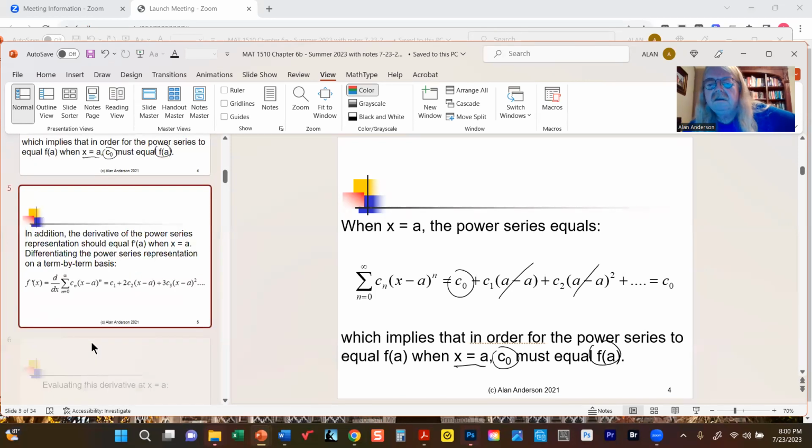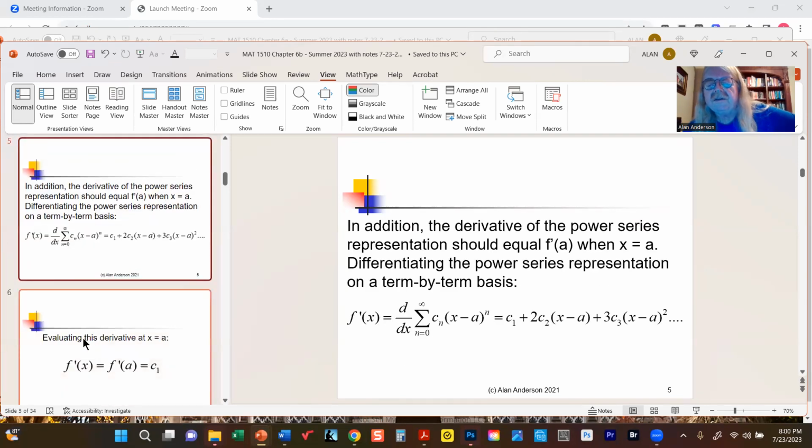And the derivative of the power series will give us f prime of a when x equals a. So we differentiate this as we saw earlier. And once again, when x equals a, all of these drop out.